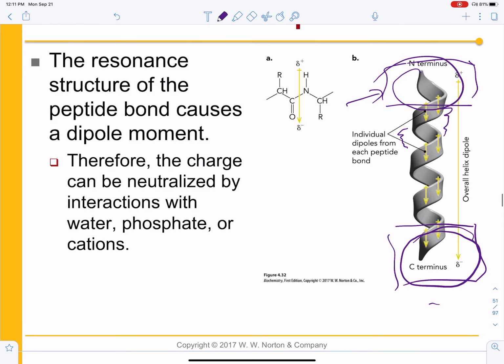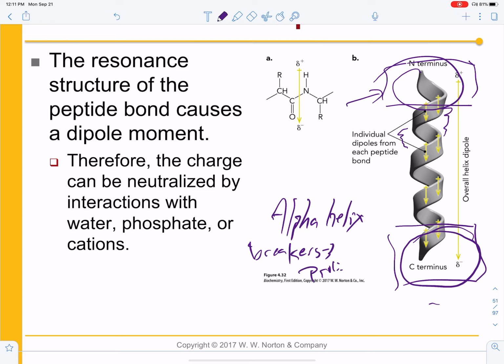Okay, so that's what we're going to talk about for alpha helixes. I'll say one more thing. There are a couple of residues that are called alpha helix breakers, and those are proline and glycine. They're breakers for different reasons.